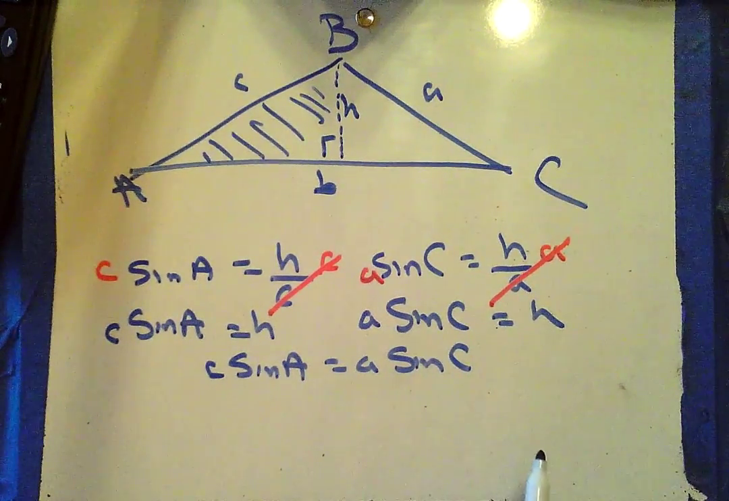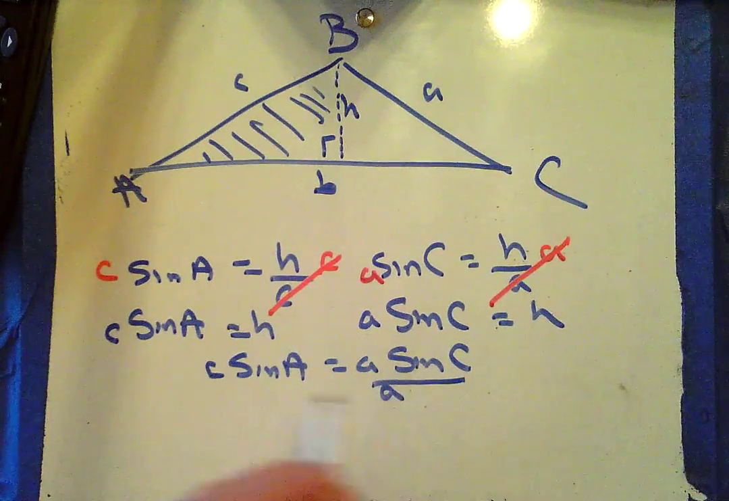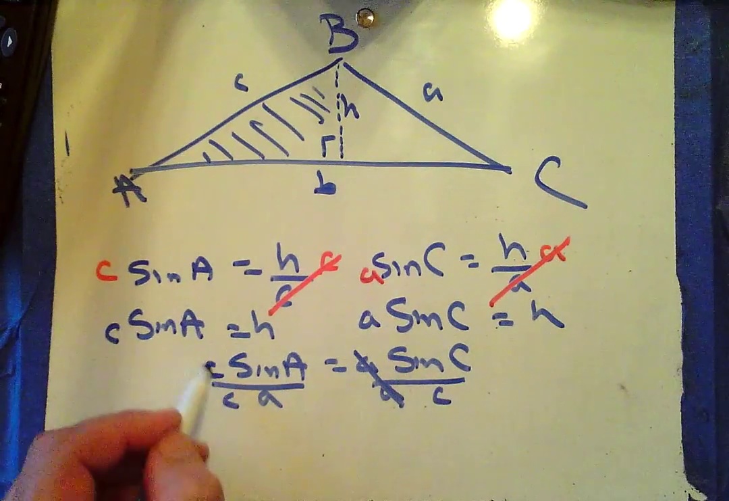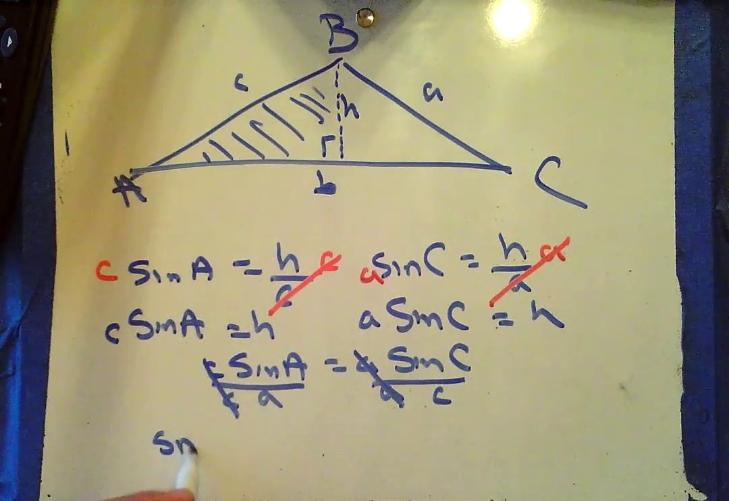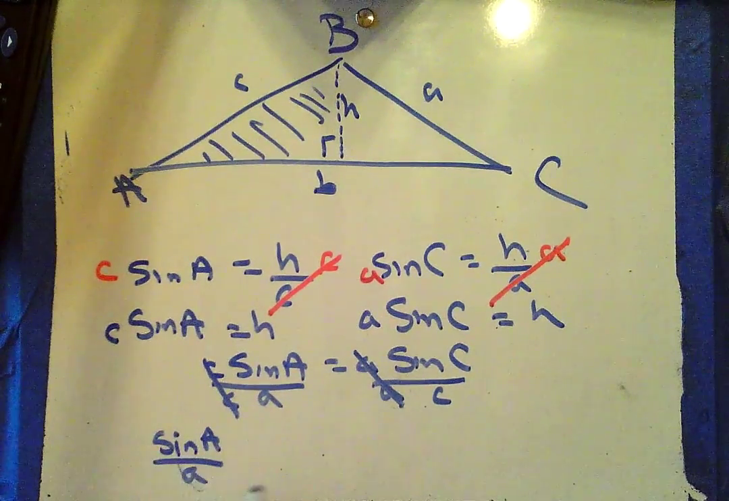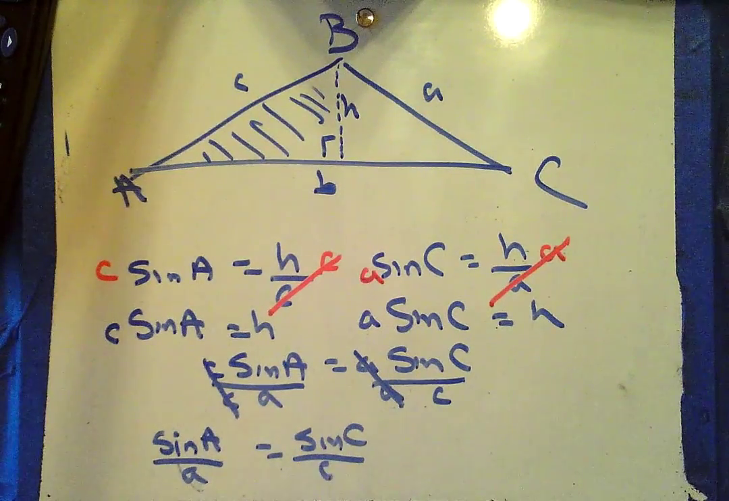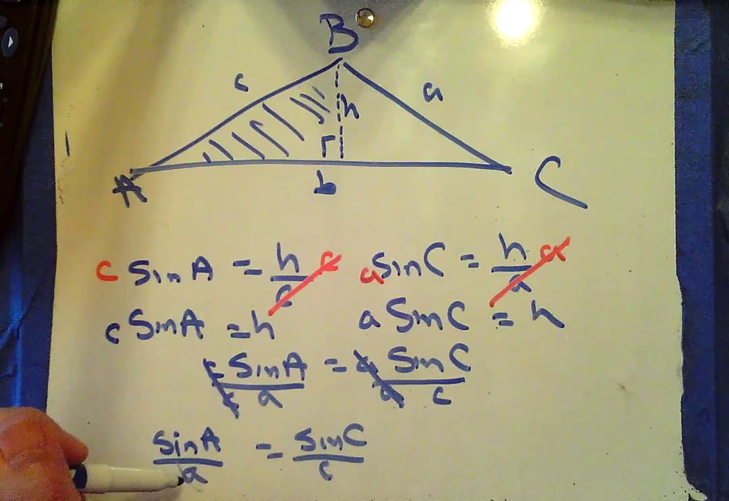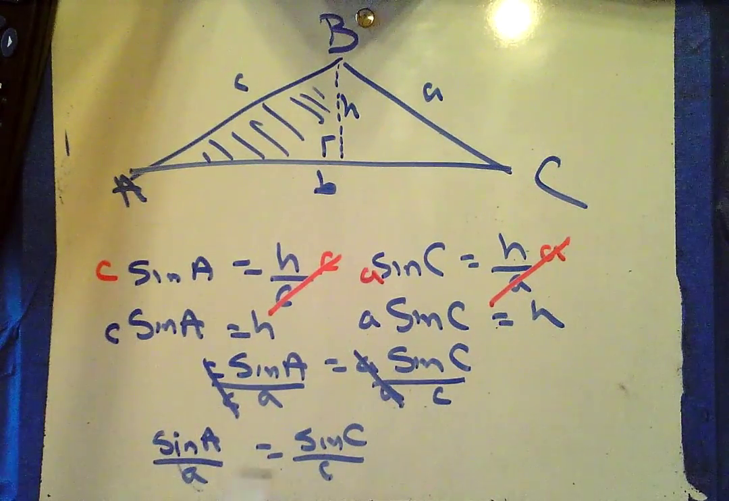Now what I'd like to do is get all the A stuff on one side of the equation and all the C stuff on the other side of the equation. So I'm going to divide both sides by a, and I'm going to divide both sides by c. And so I end up with sine A over a equals sine C over c. So the sine of the angle over the opposite side. Now notice we've got this little equation here. This is law of sines.